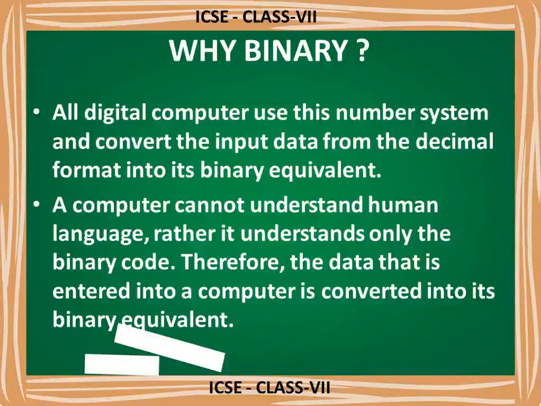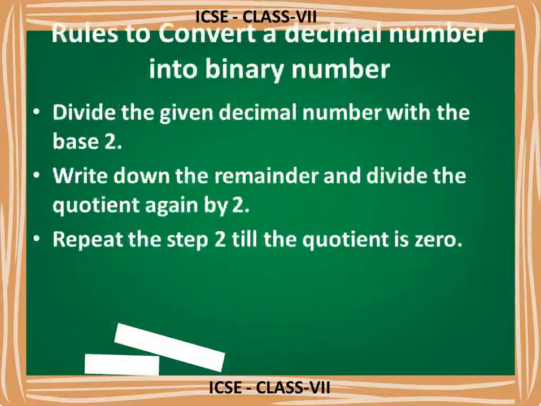Now how to convert a decimal number into binary? Here some rules are given. If you want to convert a decimal number into binary, first you have to divide that number by 2, the base 2. Why 2? Because in binary we have only 2 digits, so you have to divide that number by 2. Write down the remainder and divide the quotient again by 2. So you have to go on dividing that number by 2, because only 2 digits are there in binary. And whatever remainder you get, you have to write it to the right side.